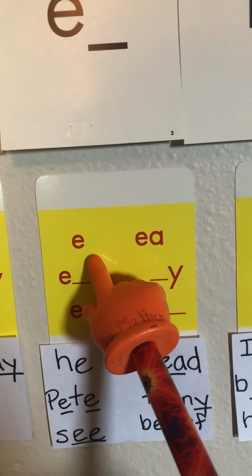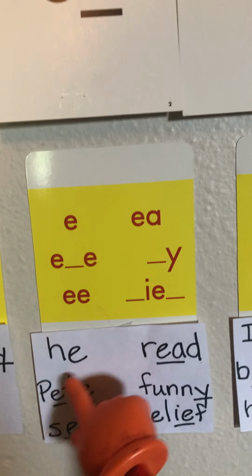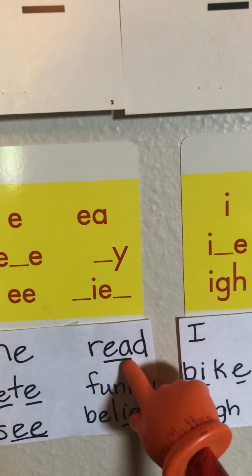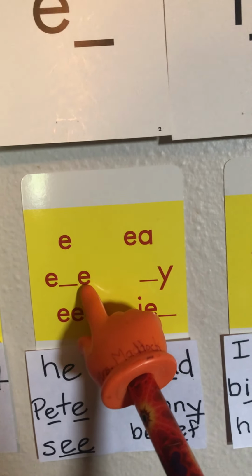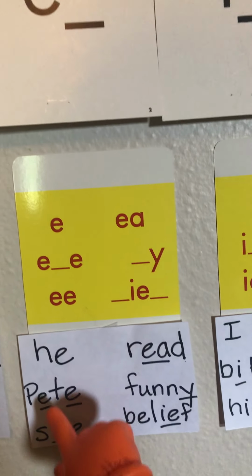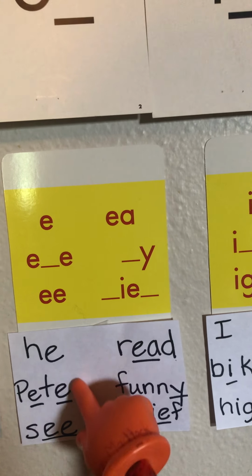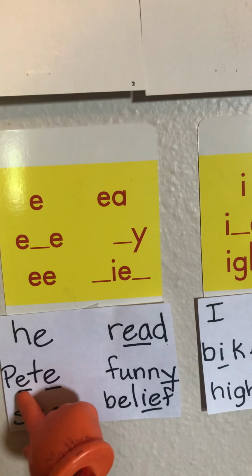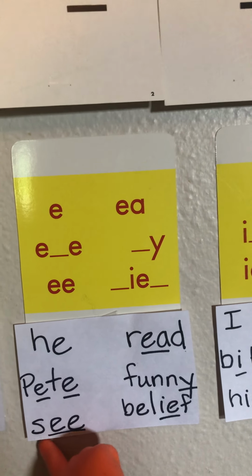For long E, we can have an E by itself, like in he; E-A, like in read; E blank E, that would be the silent E way to do it, like in Pete. Remember, the silent E doesn't make a sound of its own. It only tells the other vowel, say your own name. And E-E, like in see.